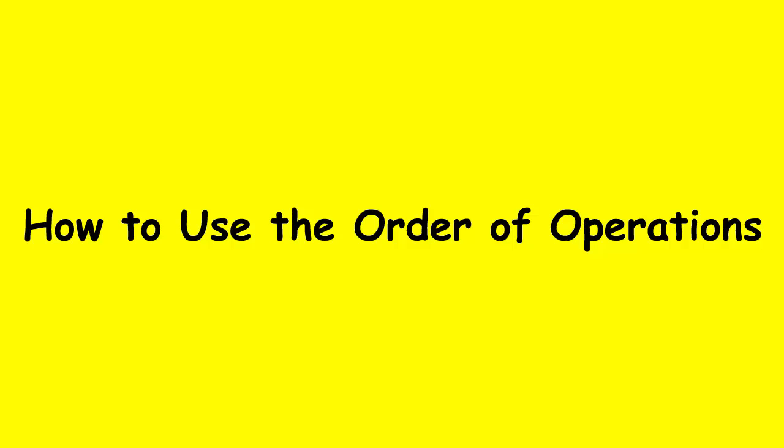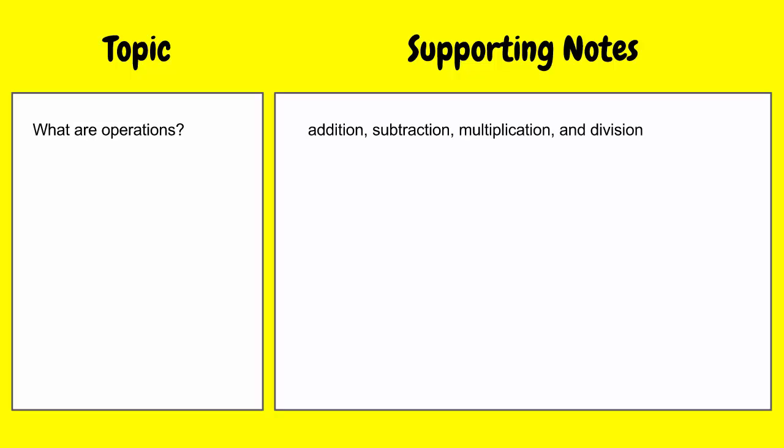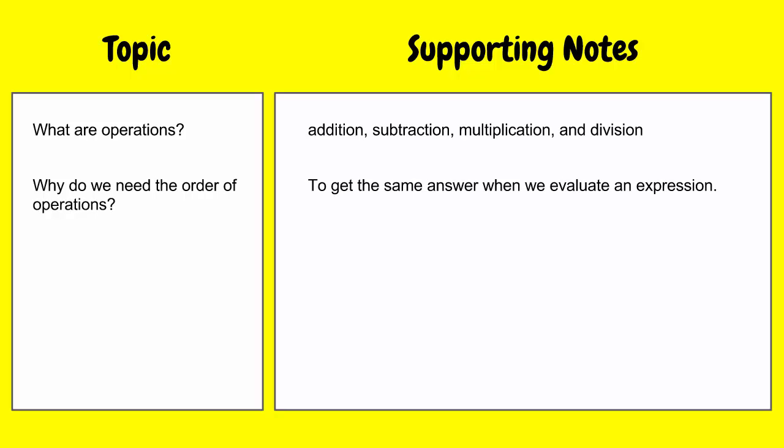We're going to learn how to use the order of operations. Let me go over several things. What are the operations? In mathematics, there's 4 of them: addition, subtraction, multiplication, and division. Why do we need the order of operations? Well, we want to get the same answer when we evaluate an expression. If we all did our own method, we would get different answers.